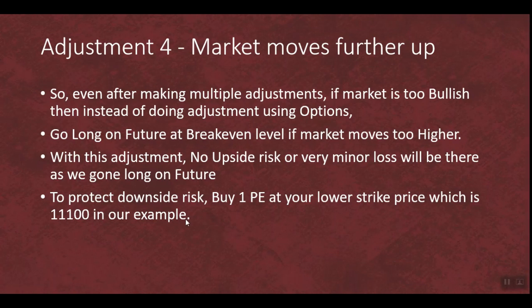So buy one put option at that level, as we have rolled up our put option to a higher price like 11,200 or 11,300. Now we are not holding the 11,100 put option, so you need to buy the 11,100, which will be available at a much lesser premium. By doing this we can come out of the trade without having any upside risk. We'll only have a downside risk.